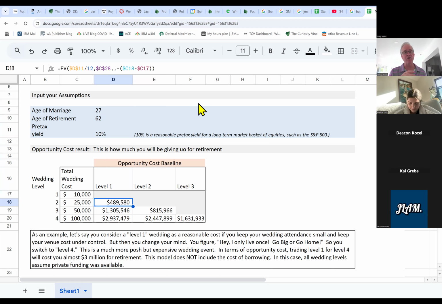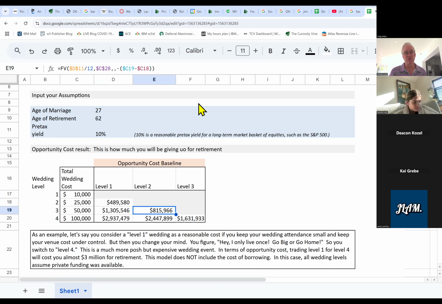Okay. Now you can play with these. You can look at these opportunity costs different ways. The most extreme one is if your baseline was 10,000 and you ended up spending 100,000, your opportunity cost for retirement is about $3 million. And again, it's sort of a game of figuring out what your baseline is, because that's where the trade starts. So if for whatever reason you're like, there's no way we could get below 25,000, that just means you're a level two. So you would start over here, right?